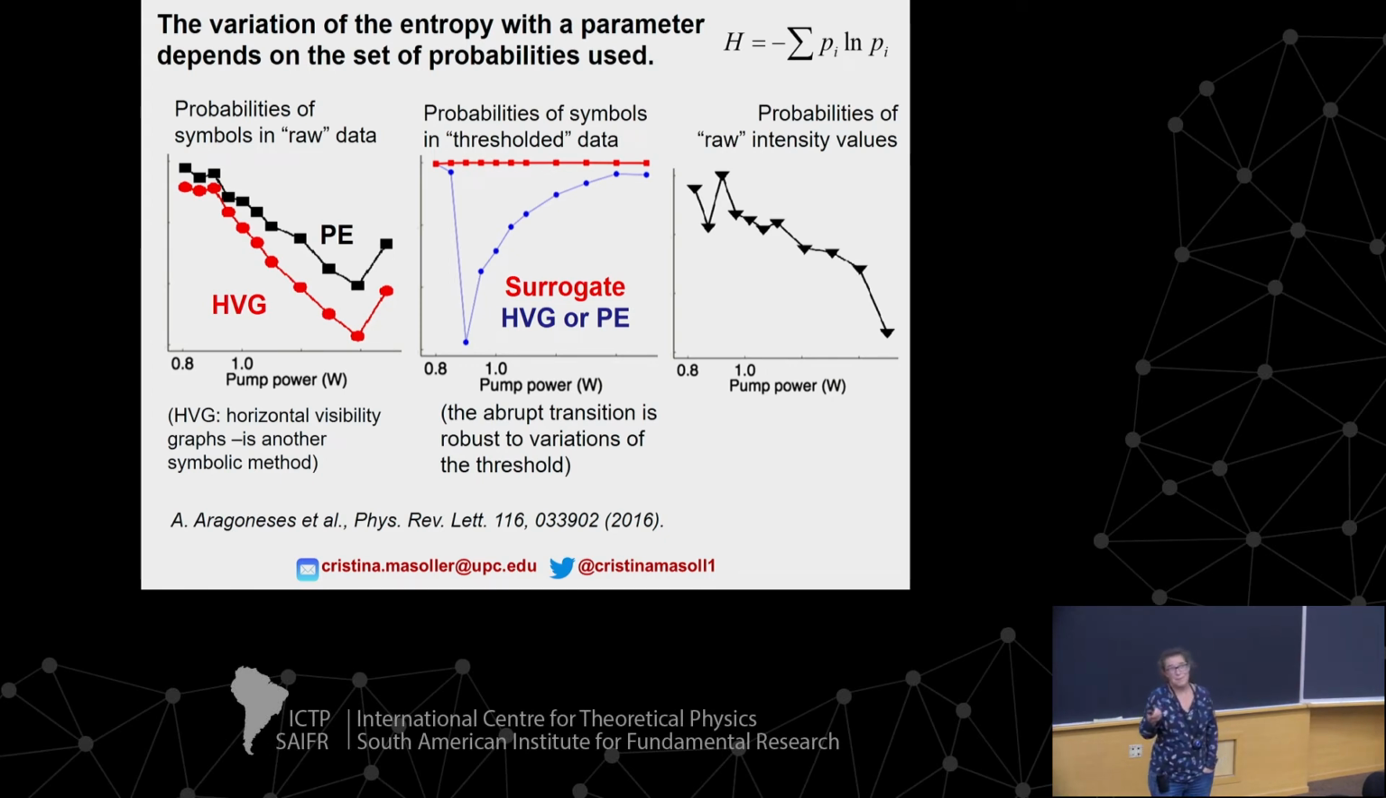But my message with presenting this slide is that the results can be very different depending on how you process the data and which probabilities you use to compute the entropy. And maybe if you don't use a threshold, you don't see this abrupt transition here. And you even see here that the entropy increases, and you don't see it here. So the behavior you see depends on how you look at it.